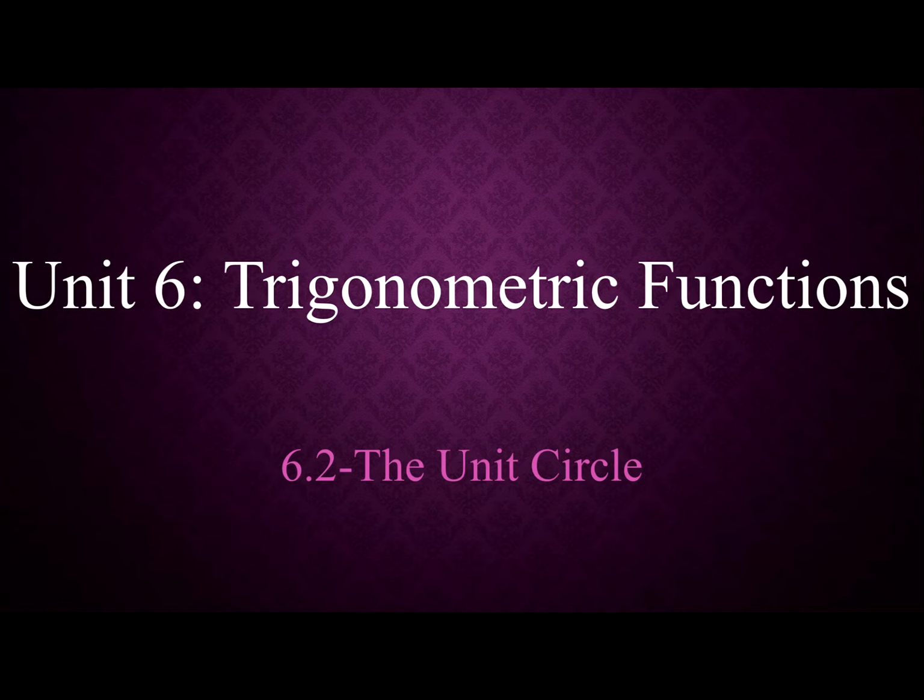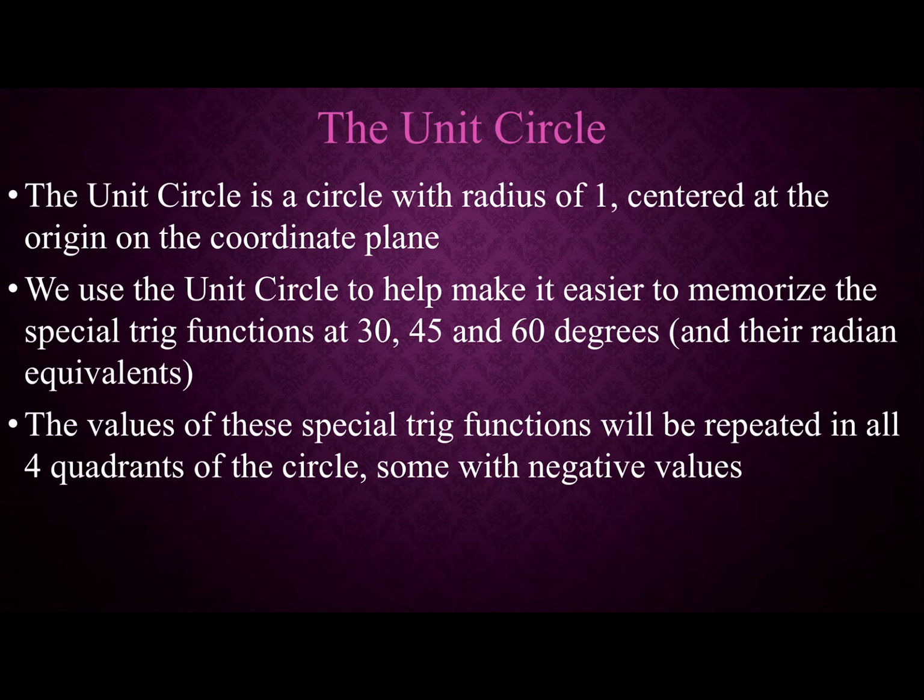Alright guys, welcome back. 6.2 is all about the unit circle. The unit circle is a special circle. It's a circle with a radius of 1 centered at the origin of the coordinate plane. And we're using this to make it easier to memorize those special trig function values at 30, 45, and 60, the radian equivalents, which would be pi over 6, pi over 4, and then pi over 3.